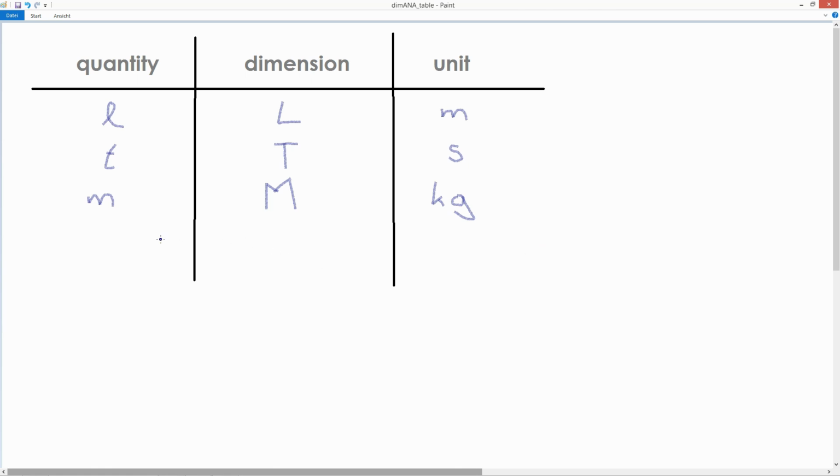Now something more difficult. The velocity v. Its dimension is L times t to the power of -1. So L times t to the power of -1. The unit is meter per second.